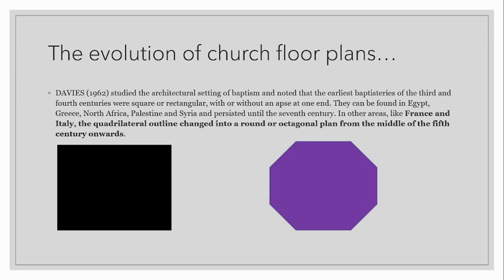The evolution of church floor plans. Davies, 1962, studied the architectural setting of baptism and noted that the earliest baptistries of the 3rd and 4th centuries were square or rectangular, with or without an apse at one end. They can be found in Egypt, Greece, North Africa, Palestine and Syria, and persisted until the 7th century. In other areas like France and Italy, the quadrilateral outline changed into a round or octagonal plan from the middle of the 5th century onwards.